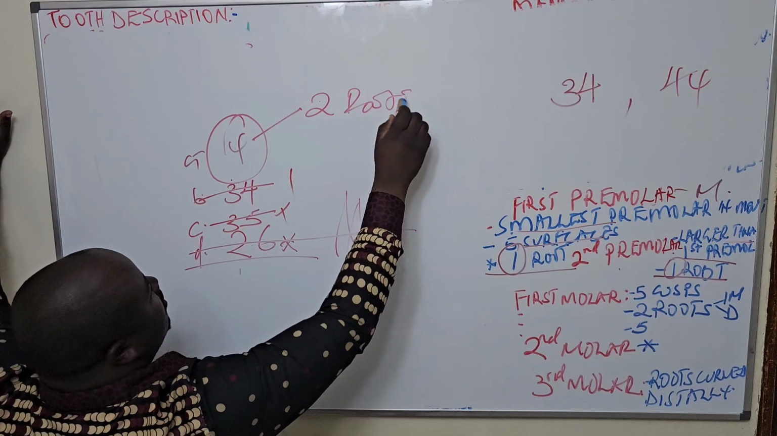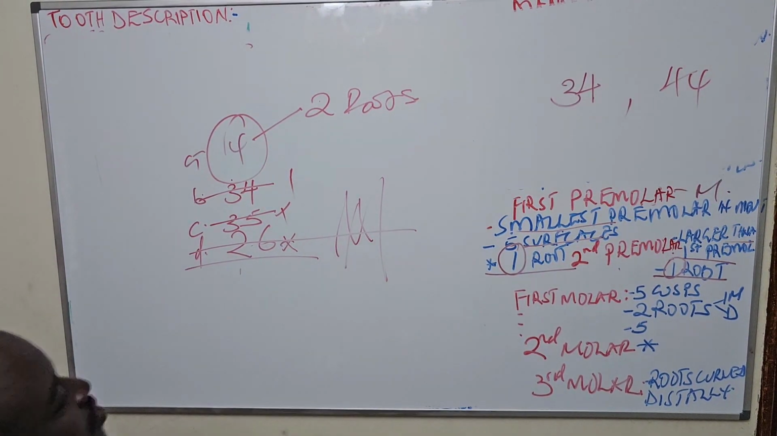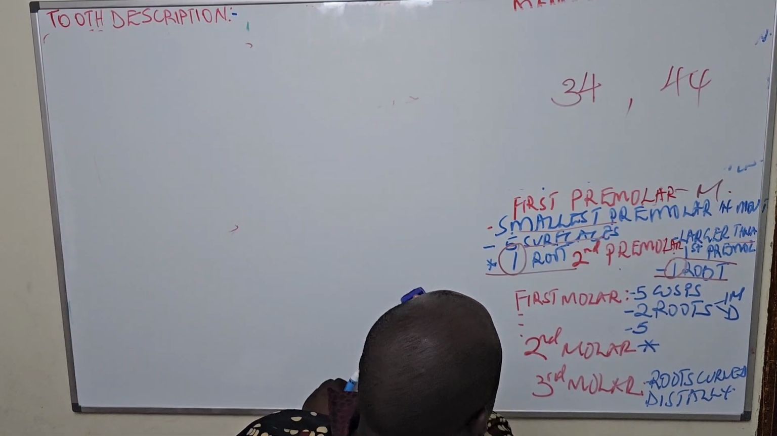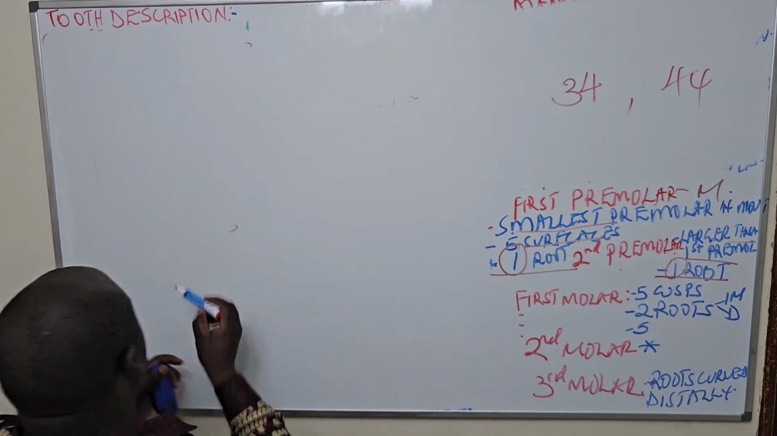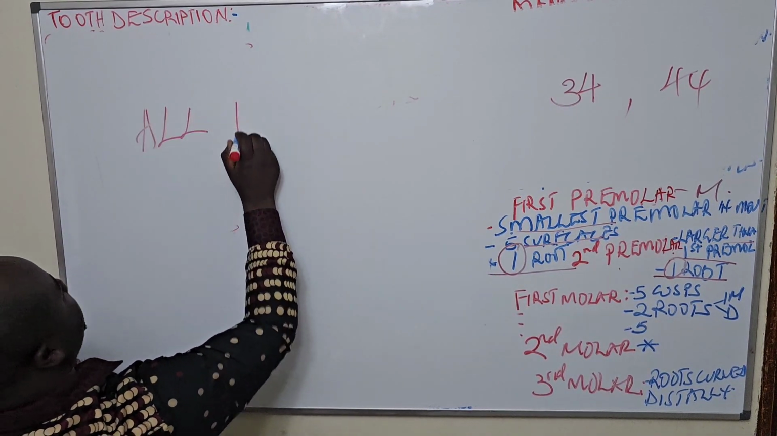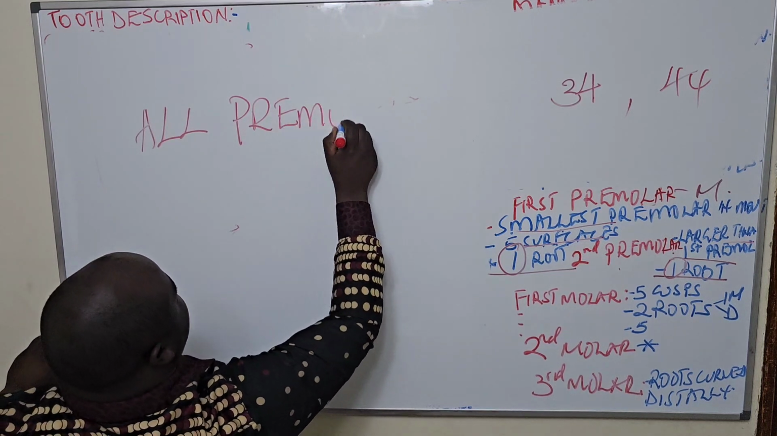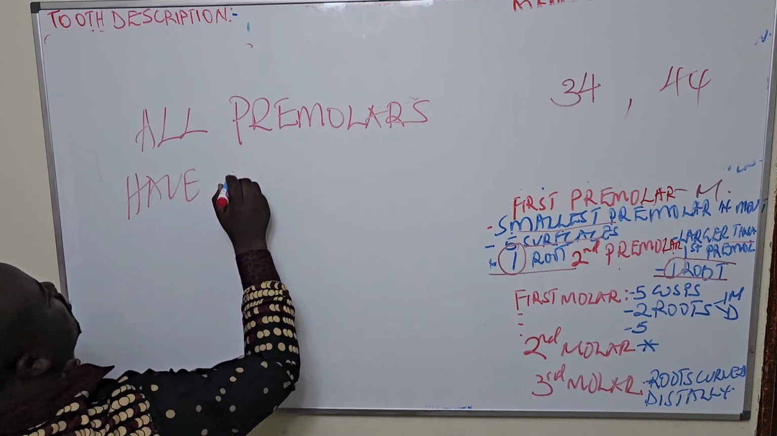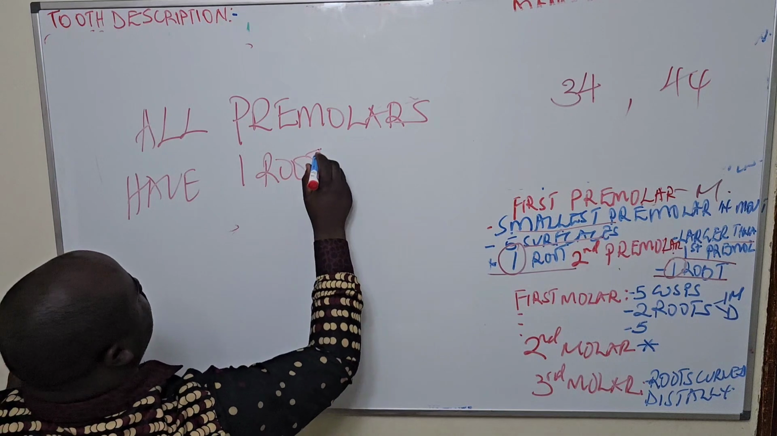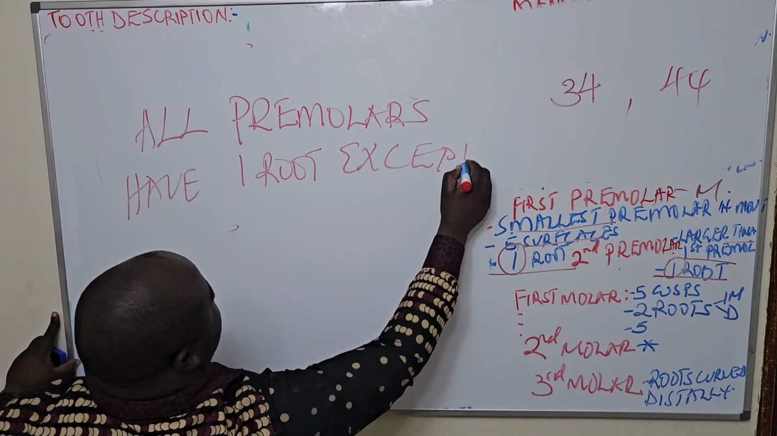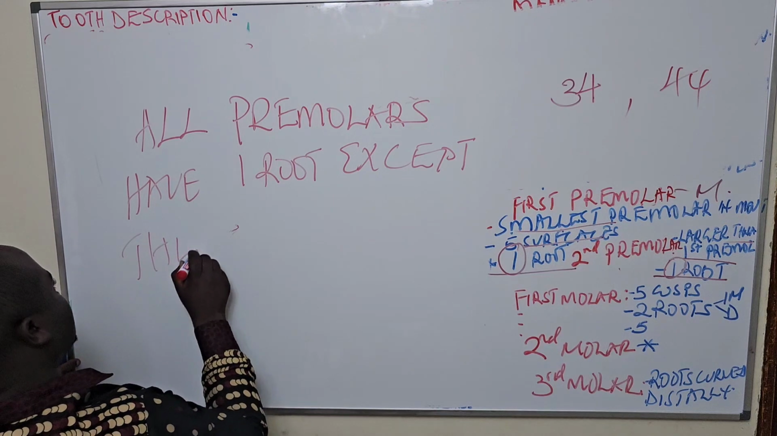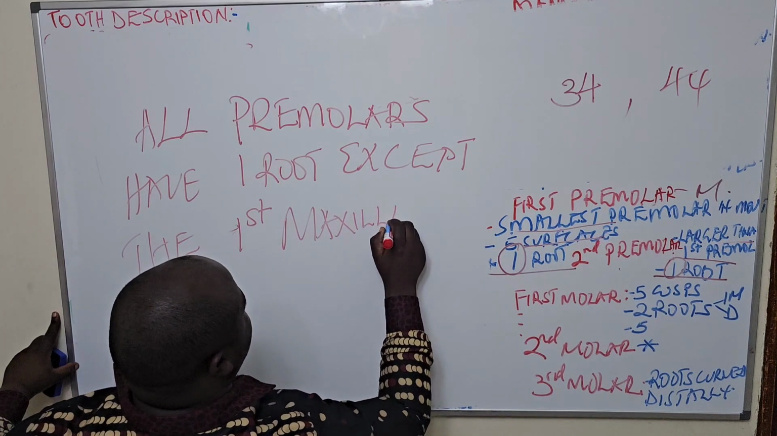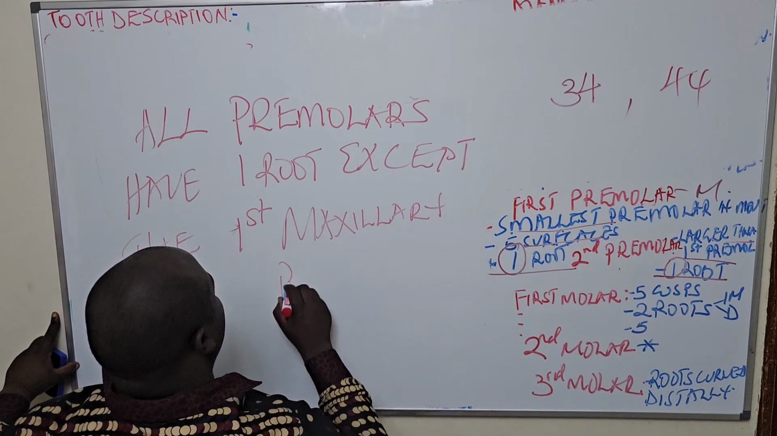From here, we shall make a conclusion, and we say: all premolars have 1 root, except the first maxillary premolar.